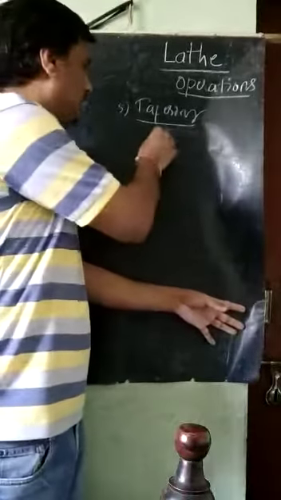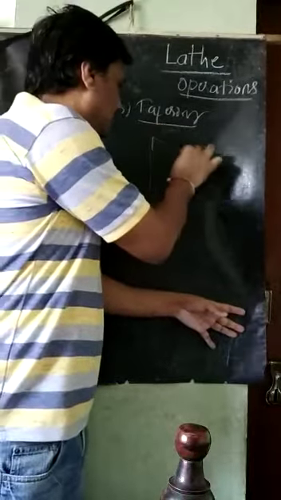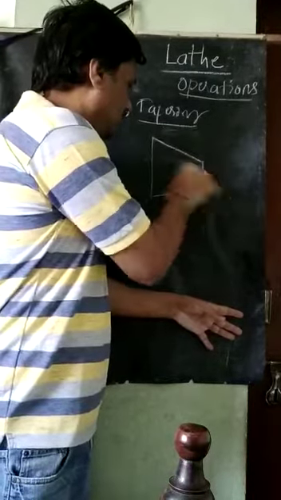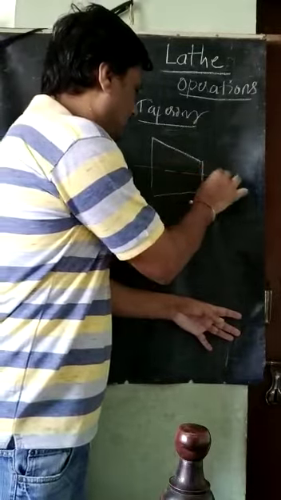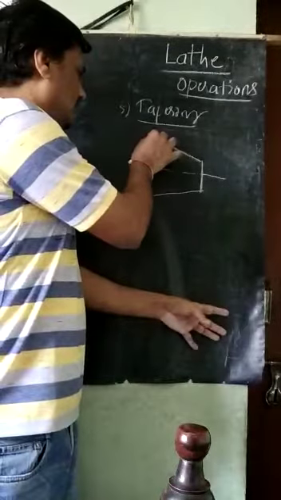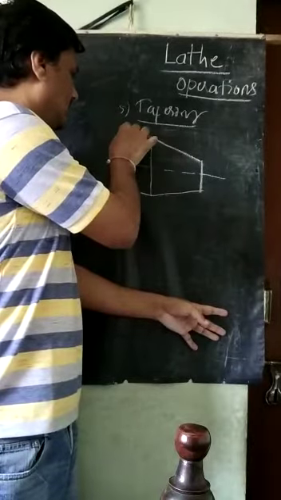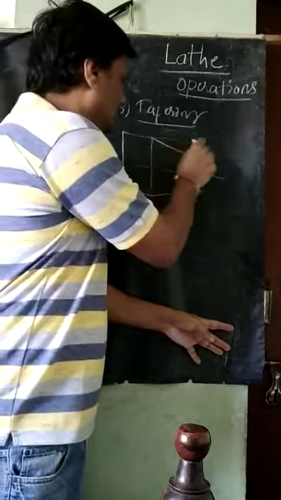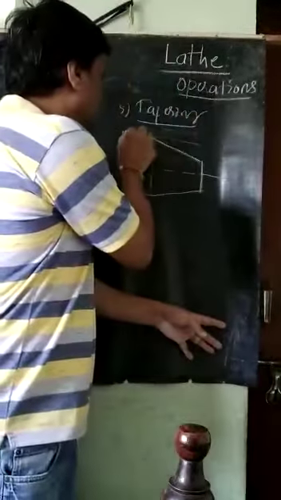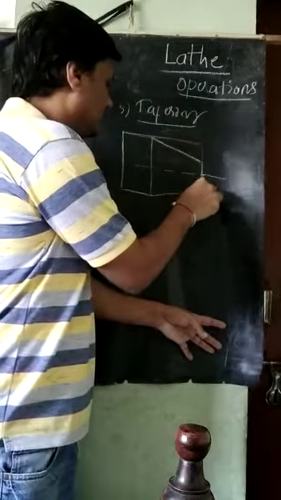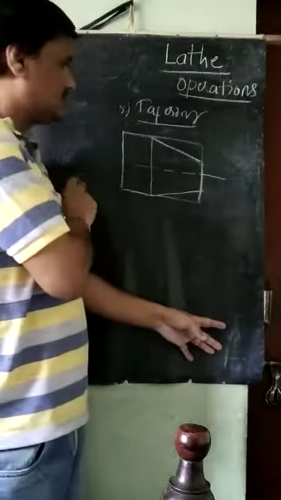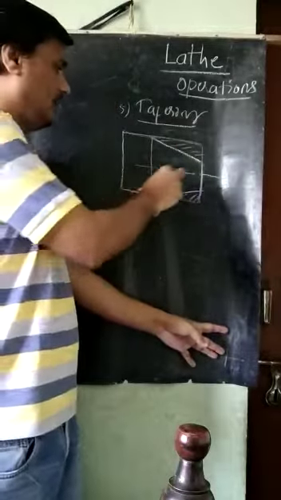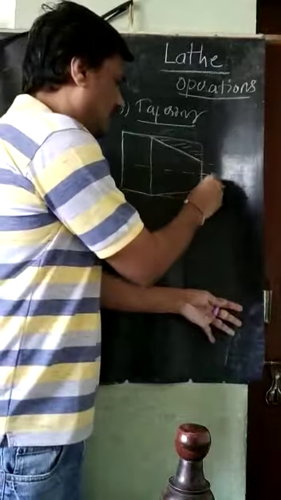Let us see how the taper section looks diagrammatically. This is the taper section, and this is the axis of the taper. This is the main object, and originally it is this much. This much amount of material has to be removed, so at the end we will get that much diameter.